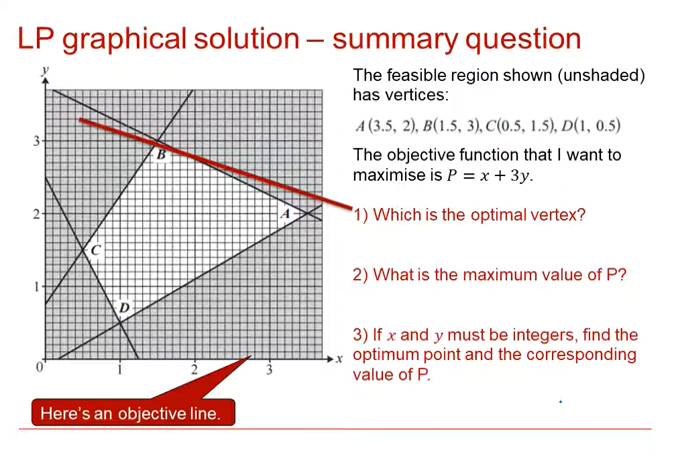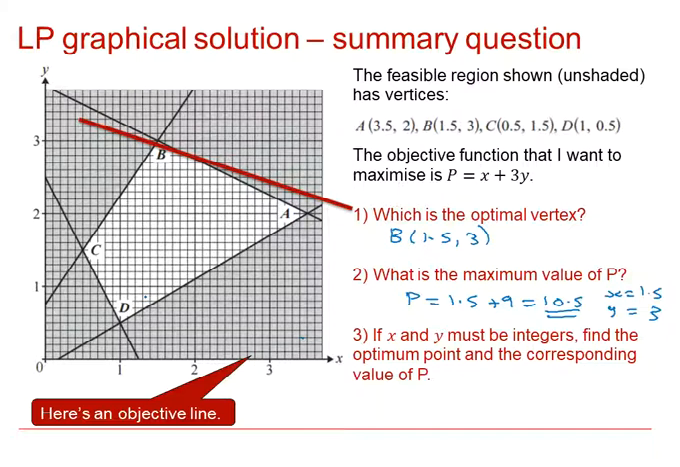Using this objective line, I've found the solution is B, so the optimum vertex in this example is going to be B, that's (1.5, 3). The maximum value of P using the objective function is P equals the x coordinate plus 3 times the y coordinate, so 3 threes are 9, that gives me 10.5. And that will happen, remember, when x is 1.5 and y is 3. However, we now need x and y to be integer solutions.